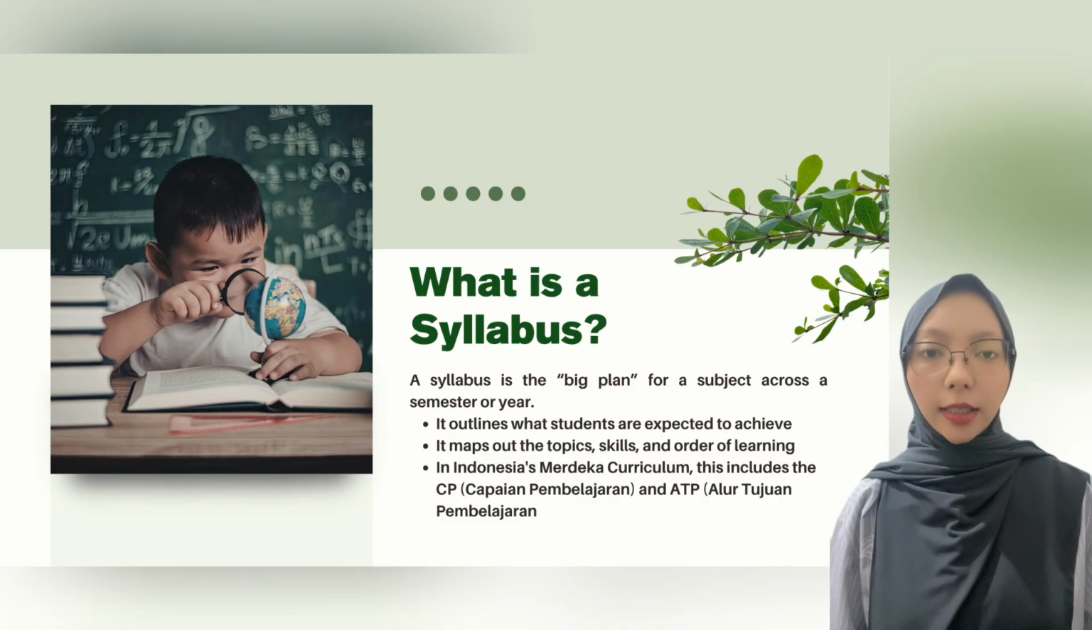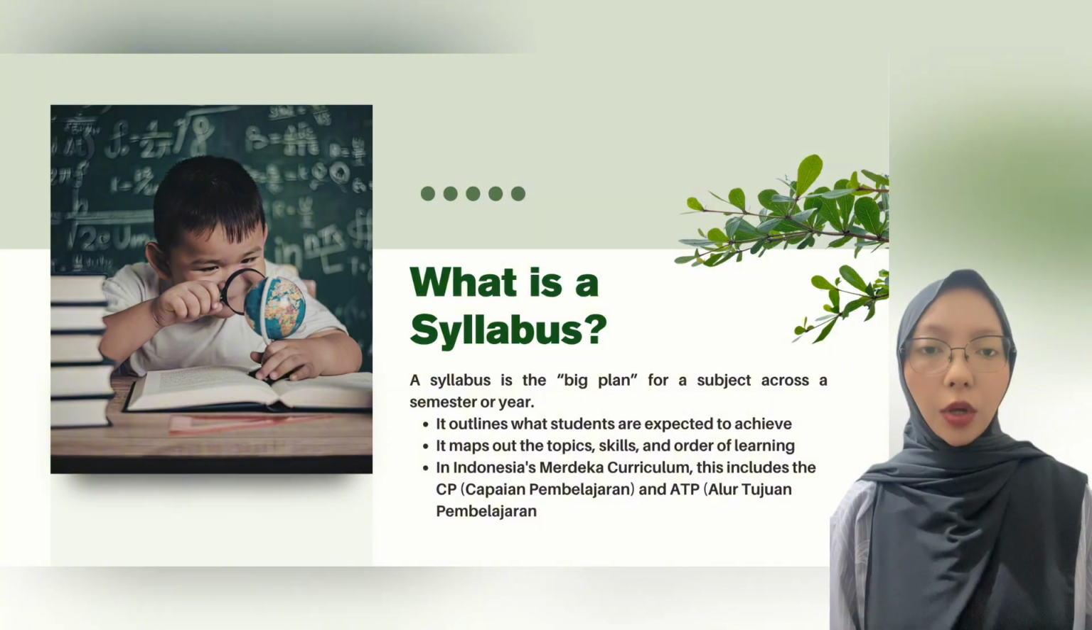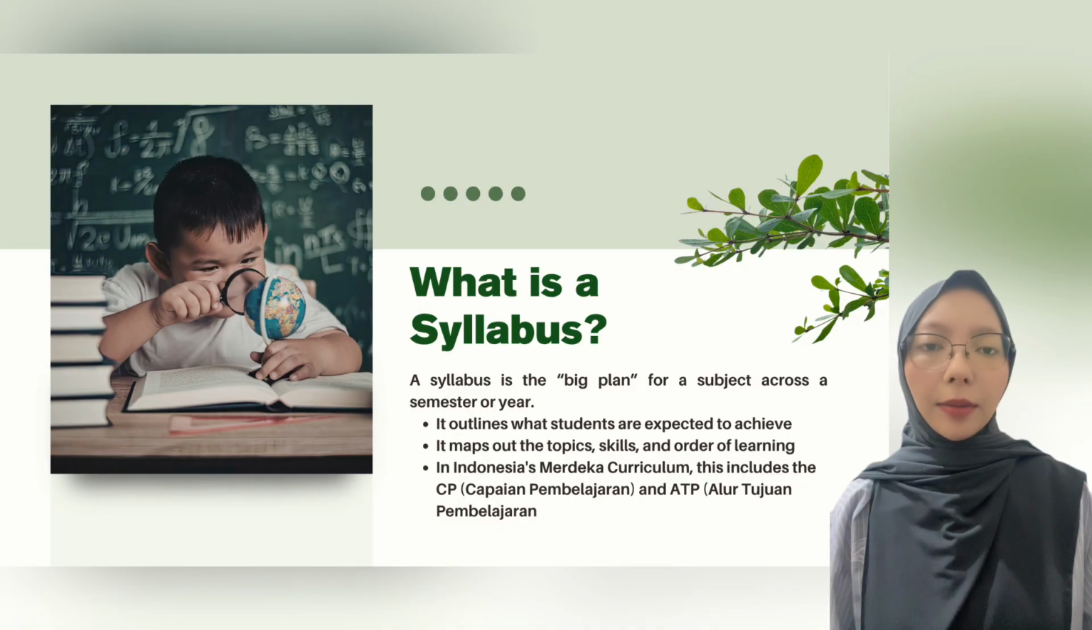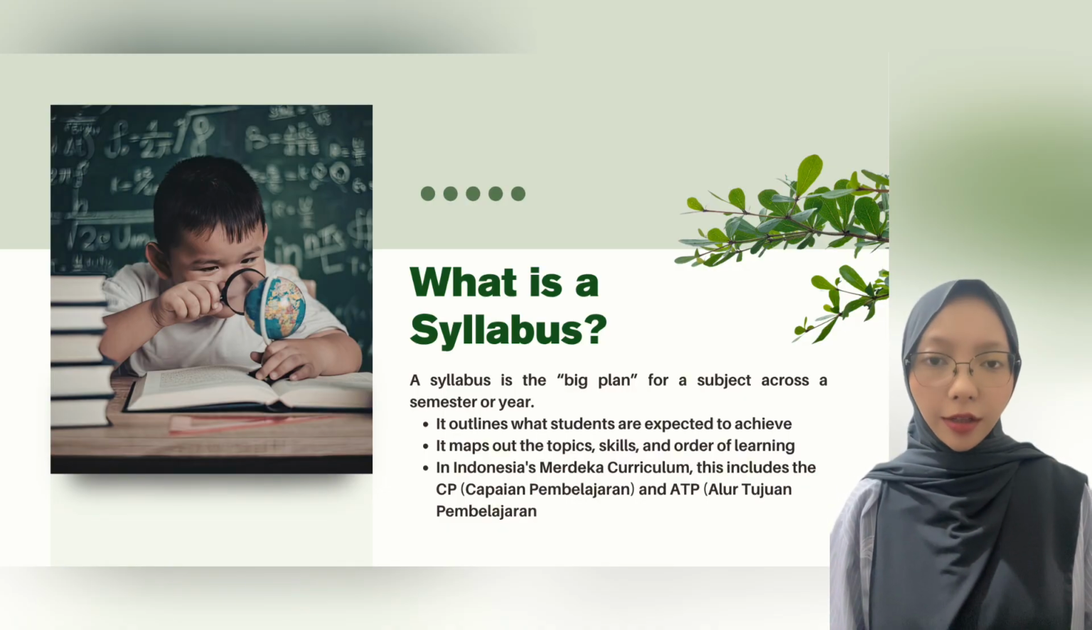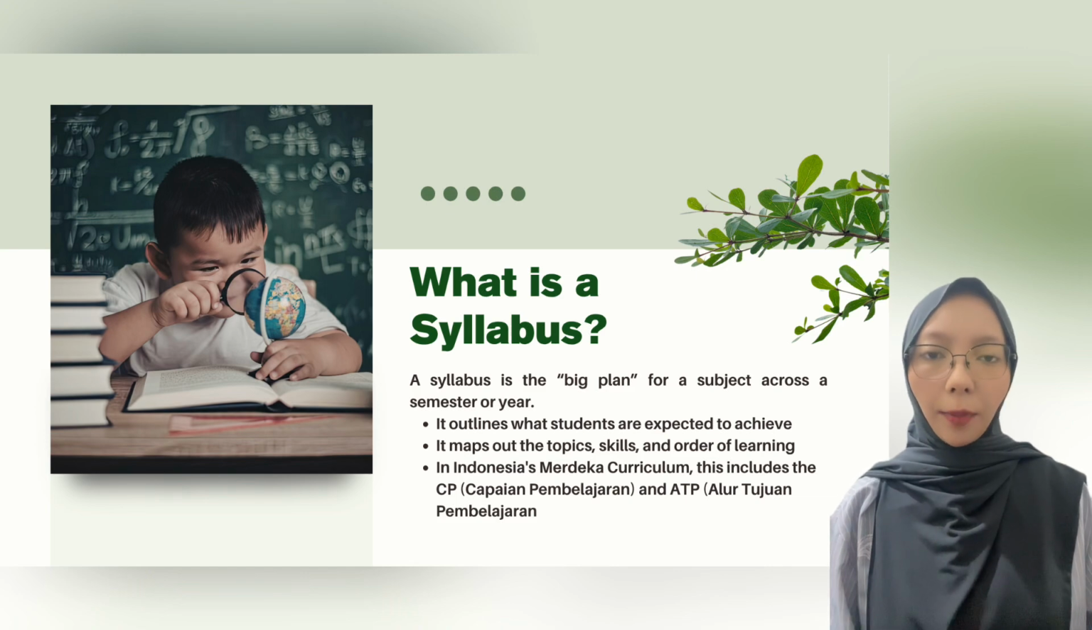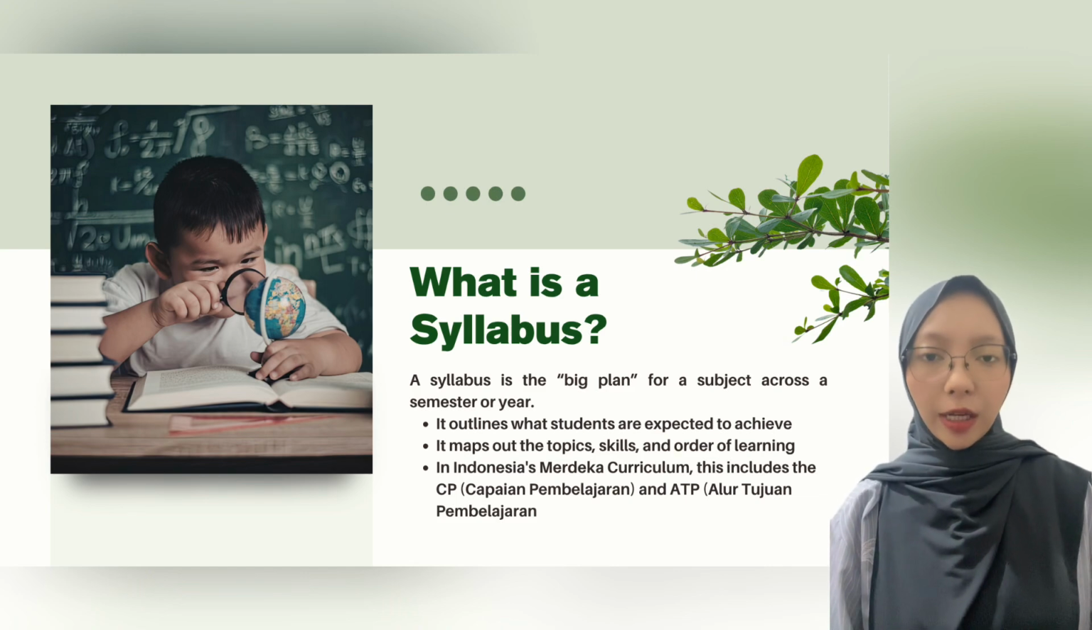So, what exactly is a syllabus? Think of it as a big plan for a subject across a whole semester or year. It outlines what students are expected to achieve by the end of the class. It maps out the topics, the skills, and the order in which they will learn them. And in Indonesia's Merdeka Curriculum, this big plan includes 2 main things. First, the CP or capaian pembelajaran, and ATP or alur tujuan pembelajaran.